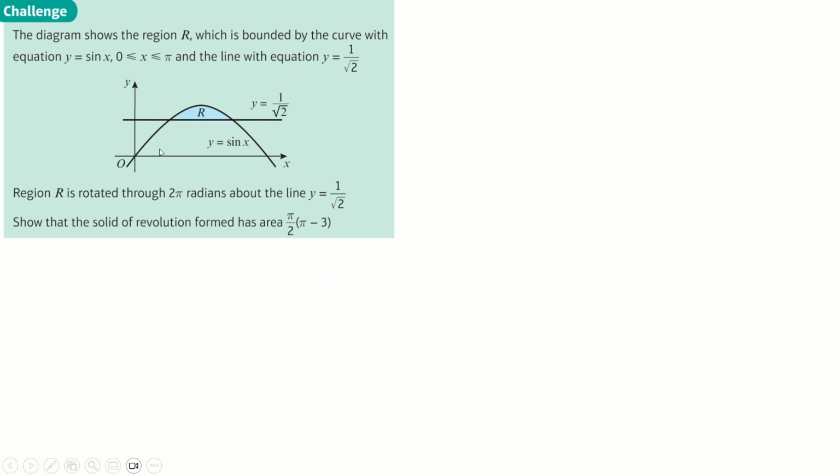So, okay, we've got a function here, which is defined to be sine of x, and we've got this line here. We want to rotate this function around this line, not around the x-axis or the y-axis, but around this line, and find the volume formed.